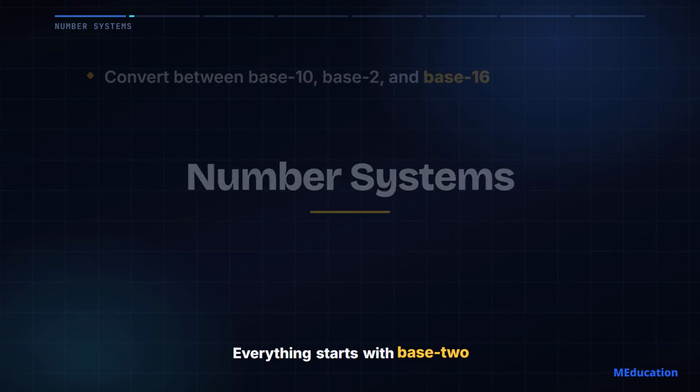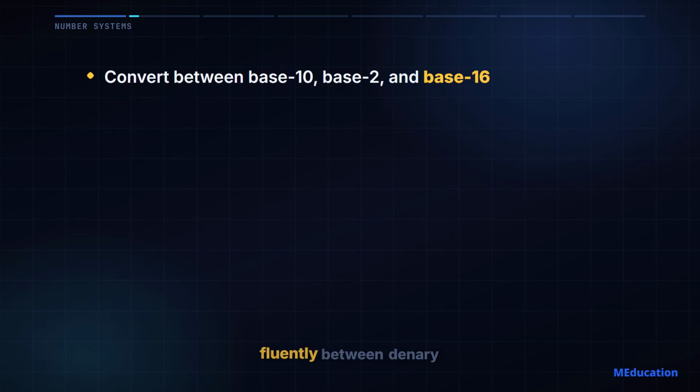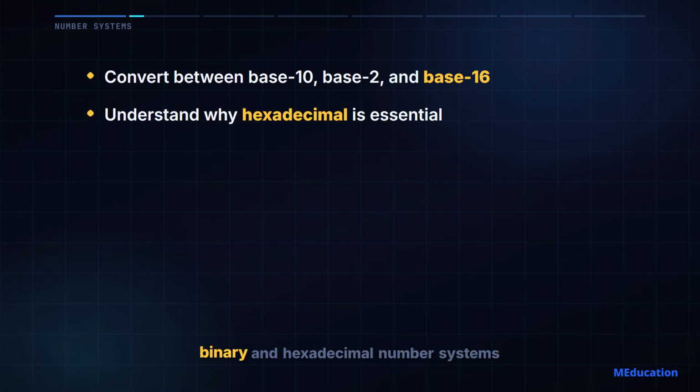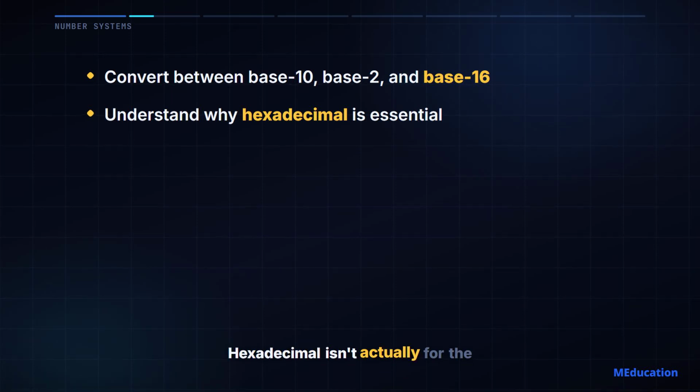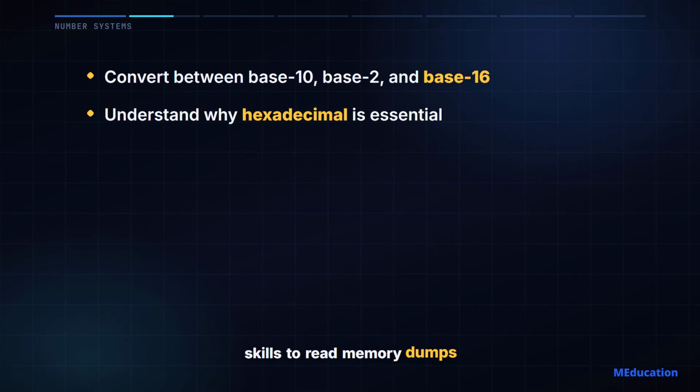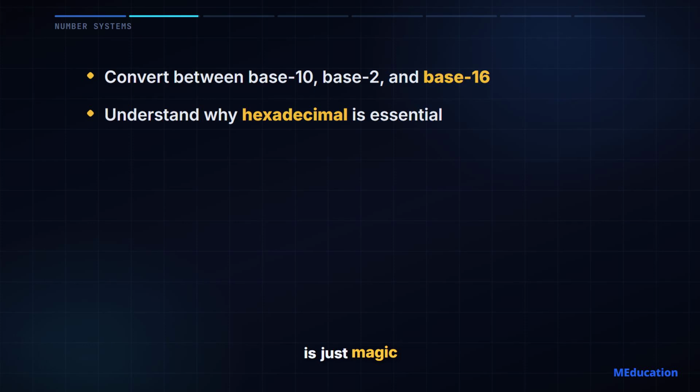Everything starts with base 2. You will learn to translate fluently between denary, binary, and hexadecimal number systems. Hexadecimal isn't actually for the processor, it is a vital shorthand for human programmers. You will need these conversion skills to read memory dumps, trace MAC addresses, and secure marks across both theory and practical papers. Without these foundations, the rest of computer science is just magic.